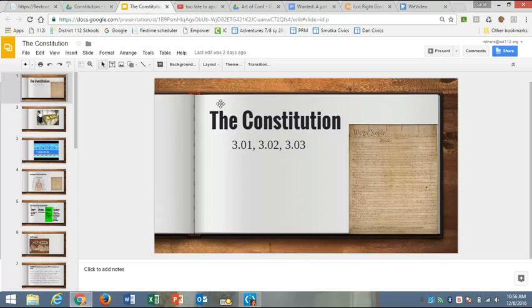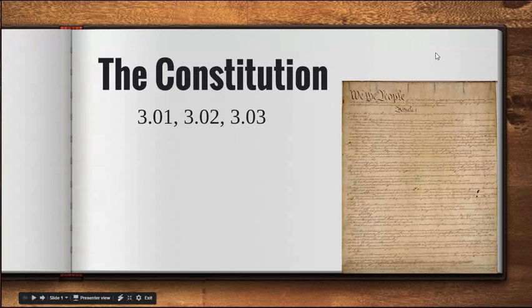I've decided to try something different and do a screencast of this presentation about the Constitution. As you can tell from this first screen, let me put it into presentation mode. You can tell from this first screen that this particular presentation is going to cover 3.01, 3.02, and 3.03.